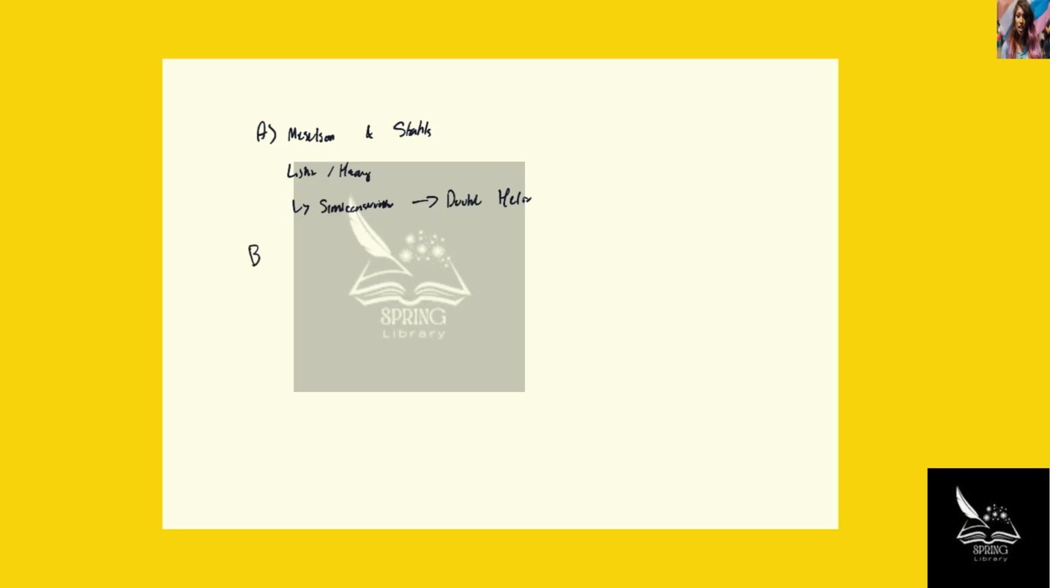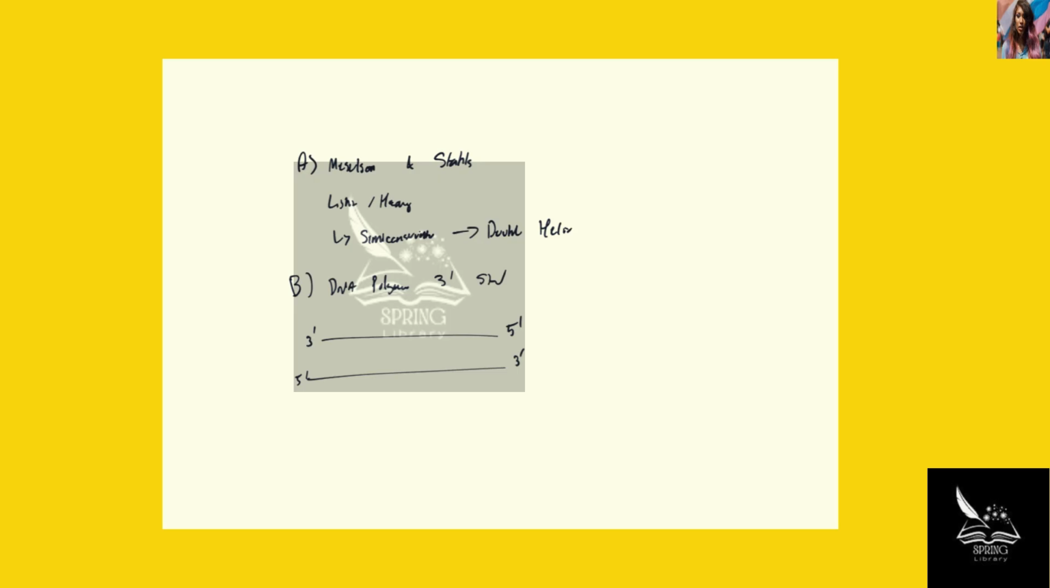For part B, it states that DNA polymerase can only add on to the 3' strand. So if we have a double-stranded sequence of DNA, this can be 3', 5', 5', 3', and essentially what it's going to do is that we're going to have replication on two different sides. So it's going to go in opposite directions, and it's going to expand like such here.